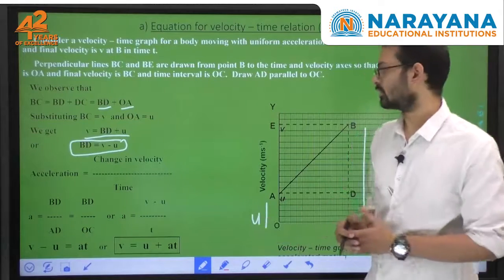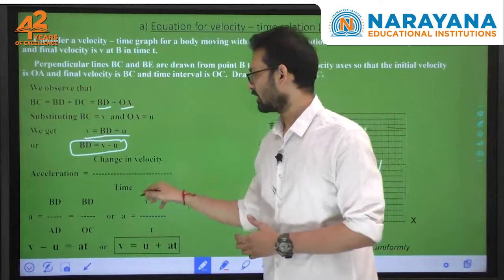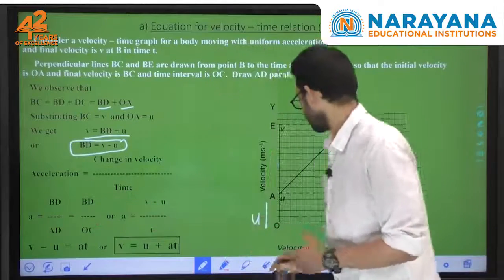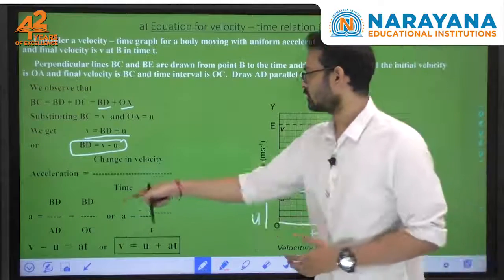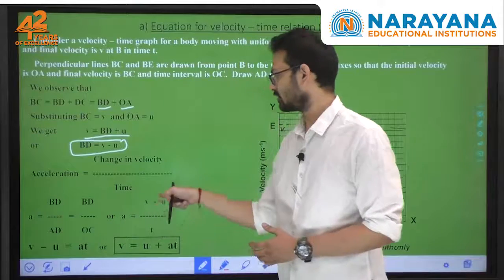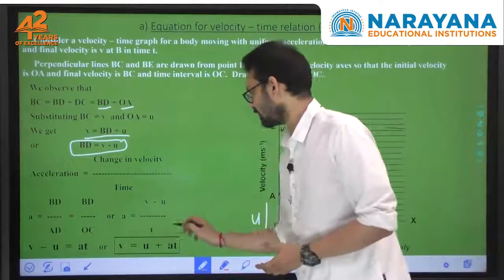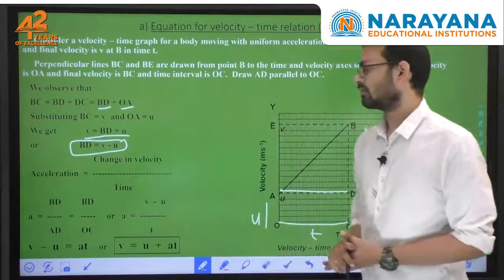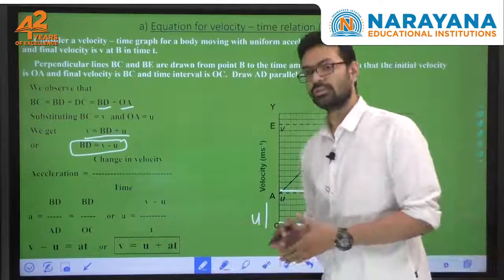Acceleration is equal to change in velocity by time. Change in velocity is BD, and BD by time is BD by AD. AD is nothing but OC, which is T. So BD by OC equals a equals V minus U by T. From there you get V minus U equals, when T goes to that side, AT. So this is how you find the relationship V equals U plus AT.